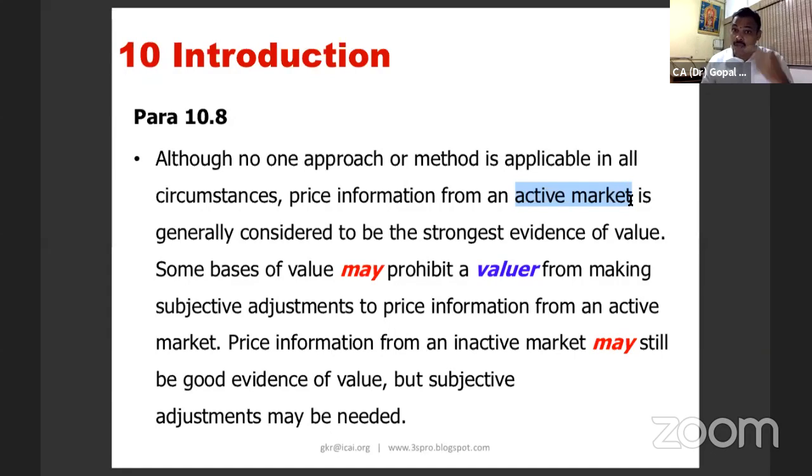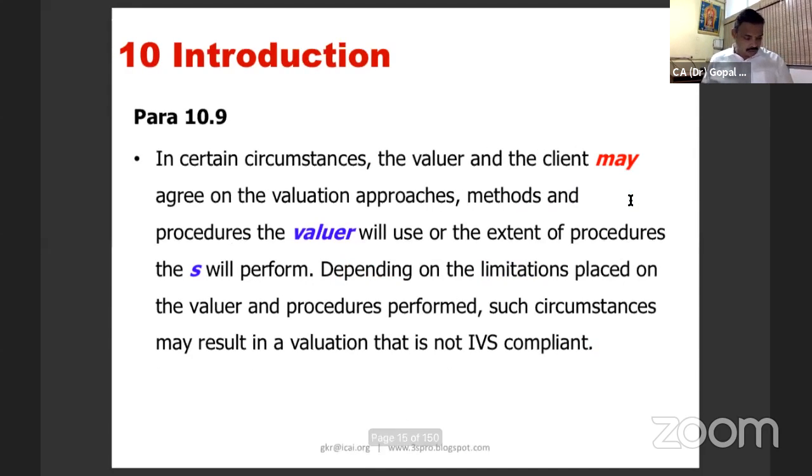Some bases of value may prohibit a valuer from making subjective adjustments to price information from an active market. Price information from an inactive market may still be good evidence, but subjective adjustments may be needed. Very important. Please catch this word. Even from an inactive market or from a very slow market, or a poorly active market, you can actually take that, but you have to do some adjustment. Maybe you have to pad it up. Okay, you have to add some premium to it.